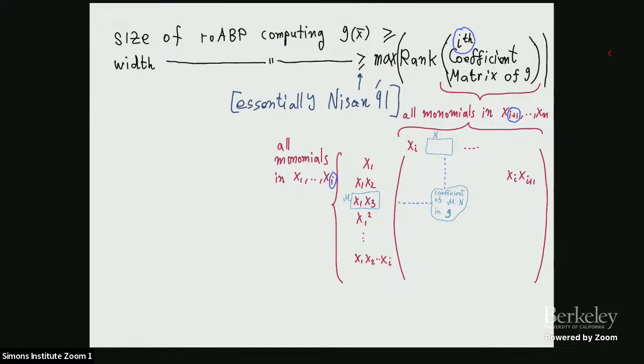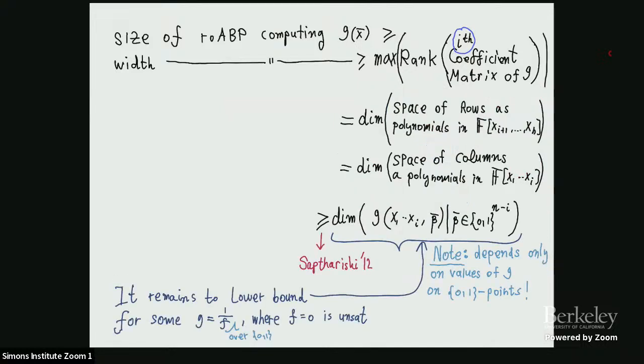It's possible to show, it's not hard. I recommend reading the Nisan 91 paper. It's a classic and simple. Now, here is the trick. This will be slightly confusing for those who didn't see these ideas, but it's not complicated. So, the same as before, the size of a read-once ABP computing G is lower bounded by this, and actually this rank of the ith coefficient matrix of G is equivalent to the dimension of the space of rows as polynomials in this.